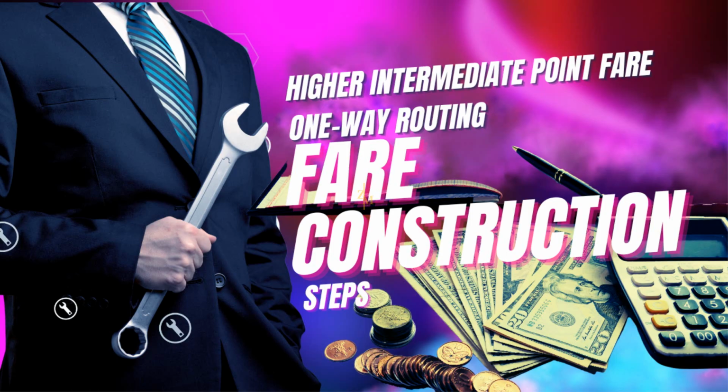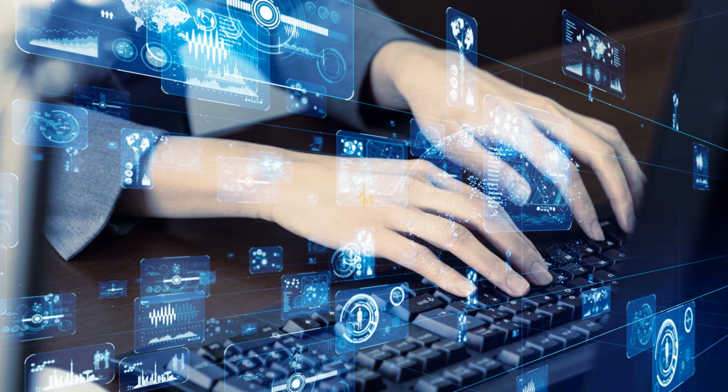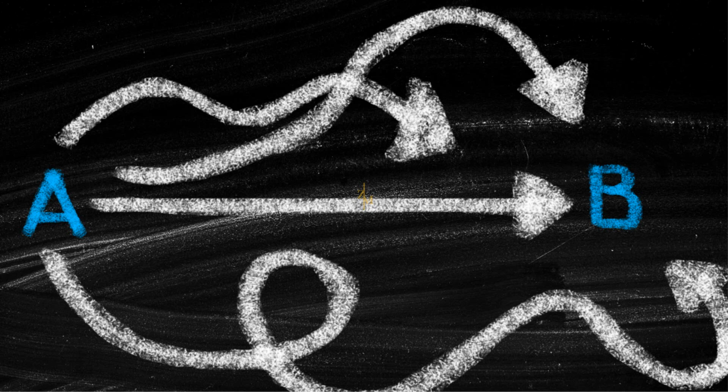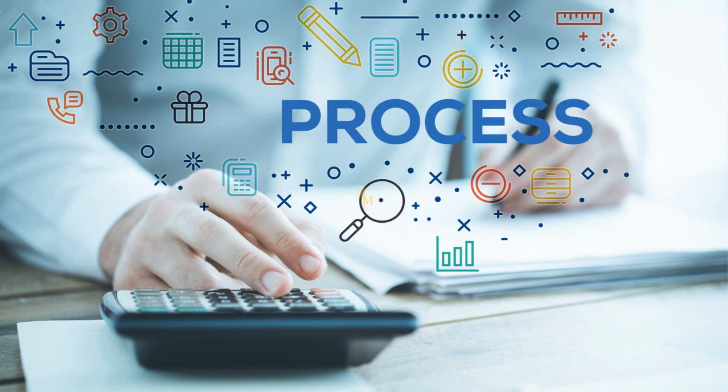Welcome, travel consultants, to today's video tutorial on understanding fare construction steps for higher intermediate point fare one-way routing. As travel experts, it's crucial to comprehend the process of calculating fares based on various factors. In this video, we will guide you through the steps involved, enabling you to make more informed decisions for your client's flights. Planning air travel can sometimes be complex, especially when it comes to understanding the fare calculation process. Today, we will focus on higher intermediate point, HIP, fare for one-way routing and explore each step in detail.